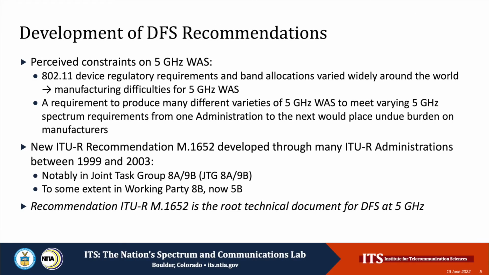There were also some perceived constraints on 5 GHz WAS. For example, 802.11 device regulatory requirements and band allocations varied widely around the world. This produced manufacturing difficulties for 5 GHz WAS across national boundaries. It was believed that any requirement to produce many different varieties of 5 GHz WAS to meet all of the varying 5 GHz spectrum requirements from one administration to the next would place an undue manufacturing burden on developers.